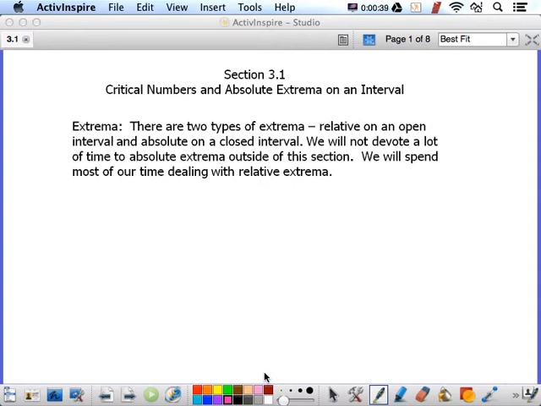But most of chapter 3 is going to deal with relative extrema. So this is sort of a little standalone section, but it is a good precursor and introduction to certain things that you need to know for the rest of this. So we'll spend most of our time in this chapter on relative extrema, but for this one section we're going to talk about absolute extrema.